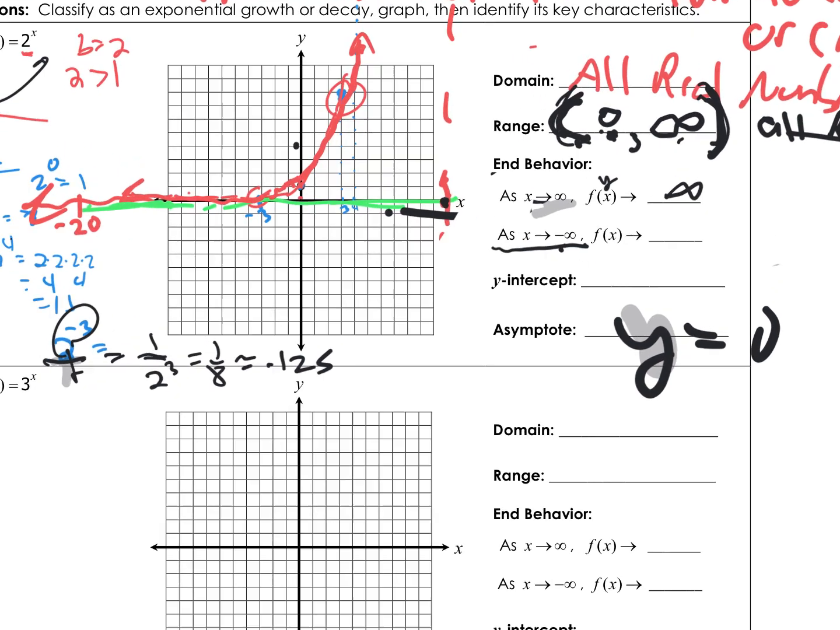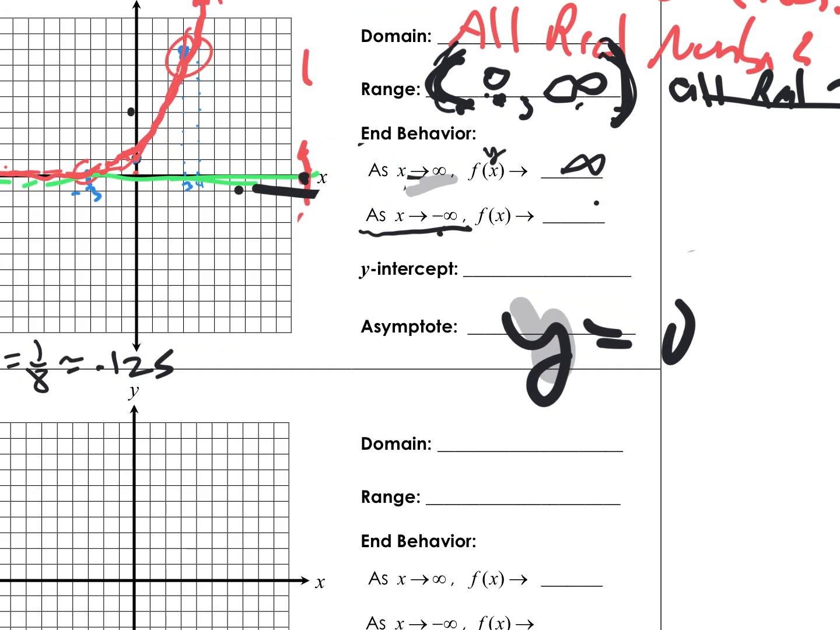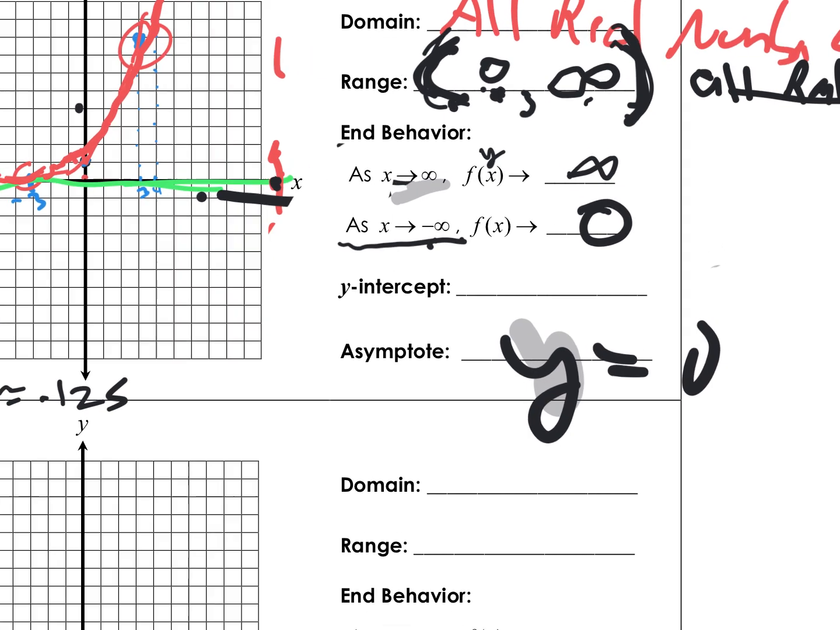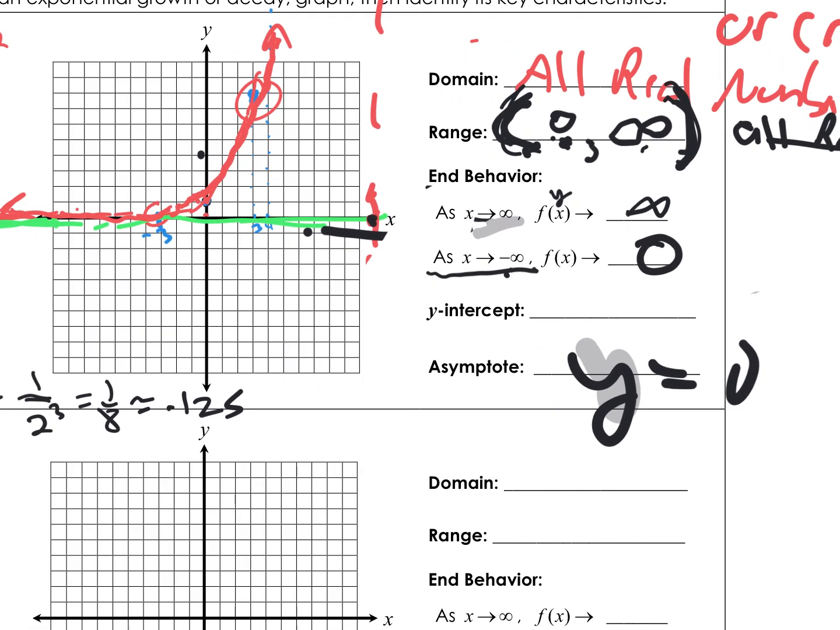Are you guys going to let Dylan get all the glory? 0. Well, the asymptote was at 0, right? So we read it as x goes to the right forever, the y values will go up to infinity. That's what infinity means. It means forever, doesn't it? As x goes to negative infinity, that means the left forever, the function approaches 0.